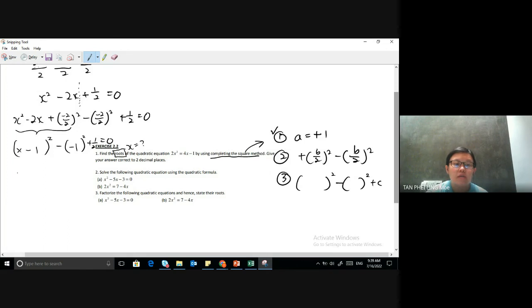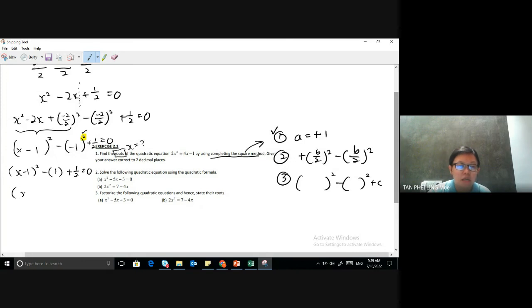So now let's copy back again. x minus 1 squared minus, okay, this one, negative 1 holding the square first. We must do the square first. We must do the square first. So it becomes 1 inside, then plus half equals 0.